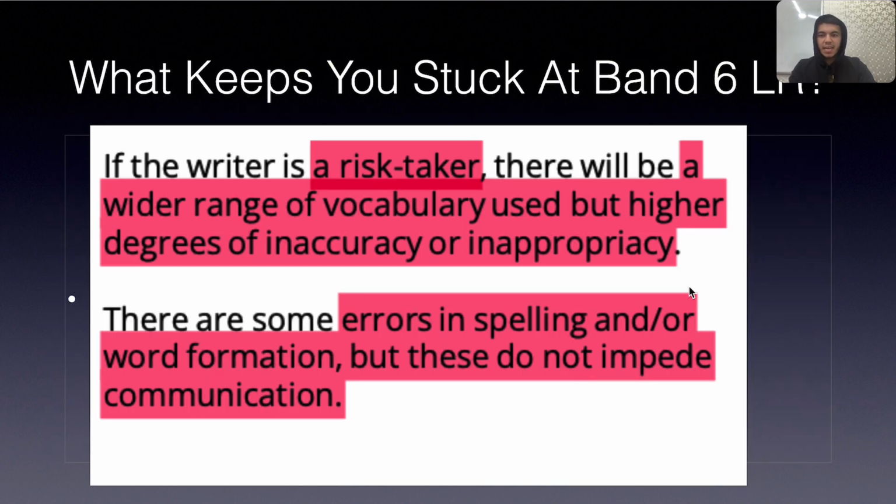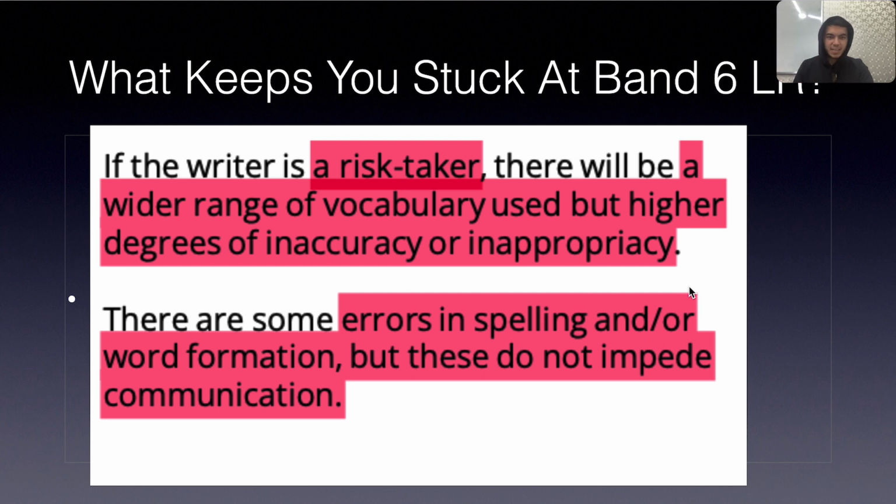And now band 6. What keeps you stuck at band 6 lexical resource? If the writer is a risk taker, so risk taker is a newly coined term here. I'll explain it in the next slide. And there will be a wider range of vocabulary. You're using a wider range of vocabulary, but with higher degrees of inaccuracy and inappropriacy. You're trying to use a wider range, more complex vocabulary, but it's inappropriate.